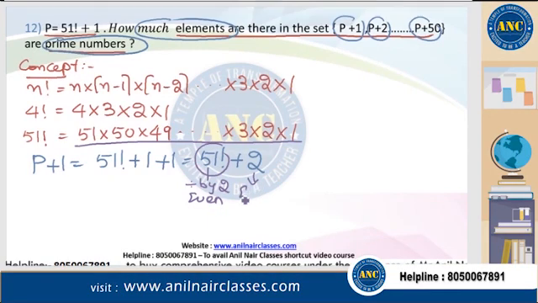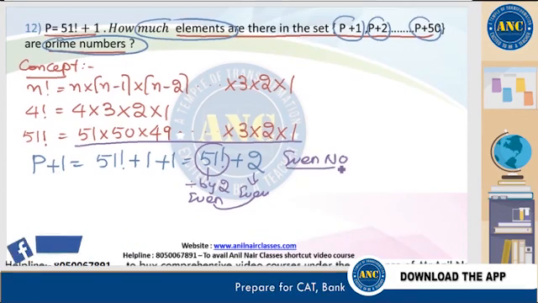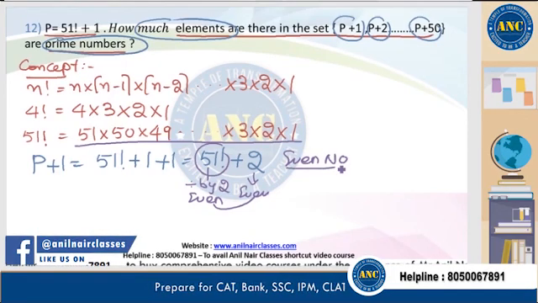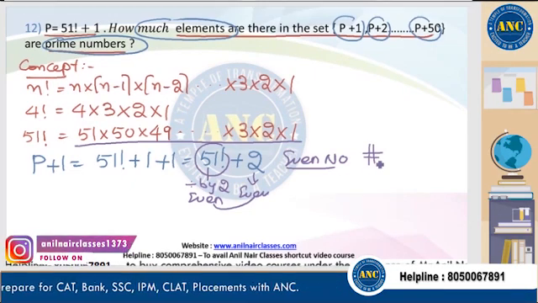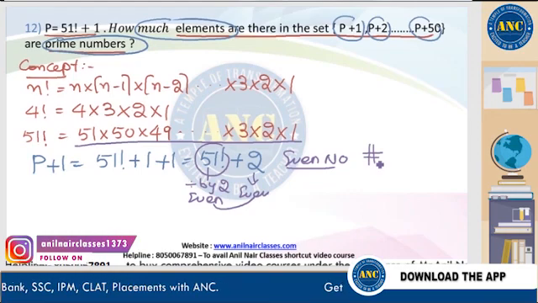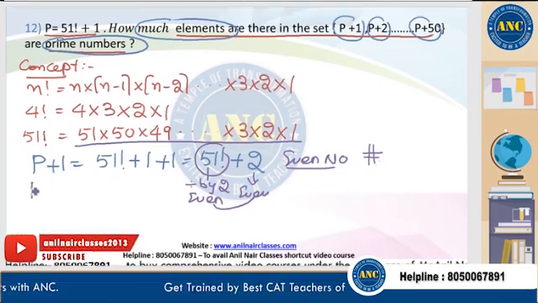2 is again an even number. If I add two even numbers, I will get an even number. There is no even number other than 2 which is a prime number. So P plus 1, which is 51 factorial plus 2, is definitely not a prime number.